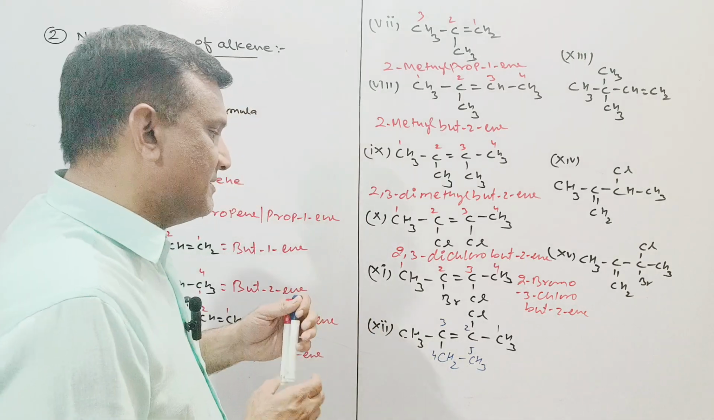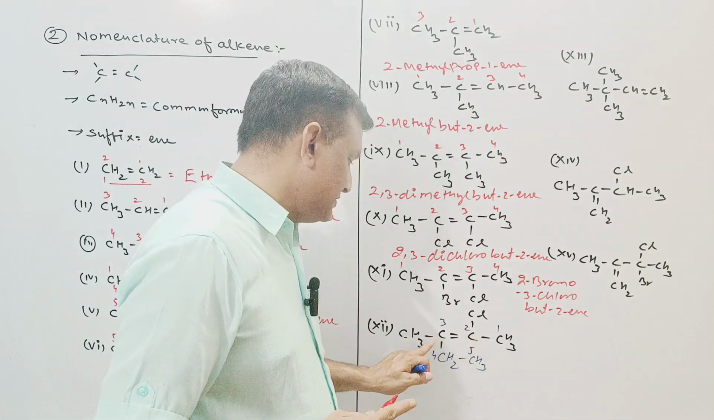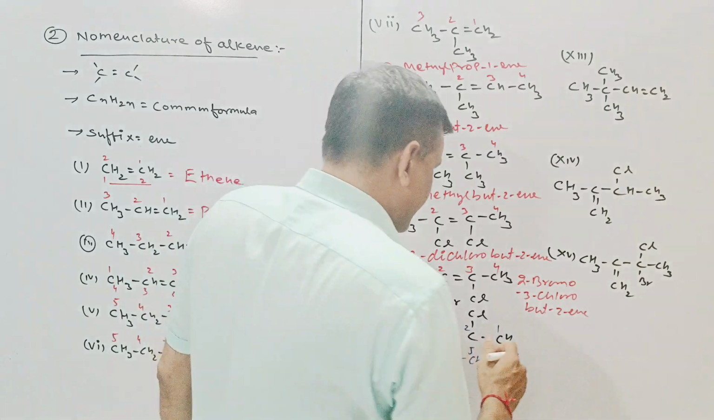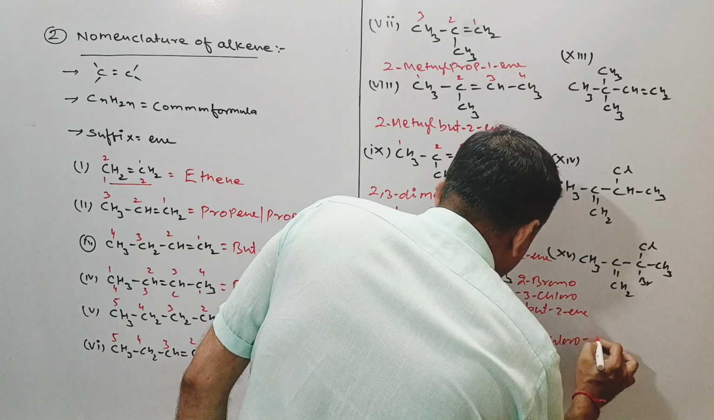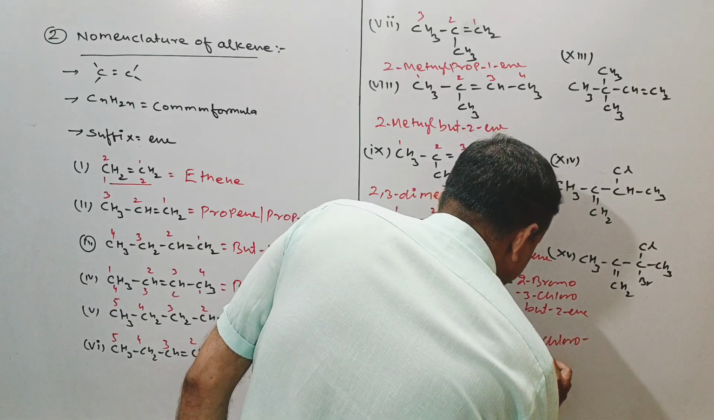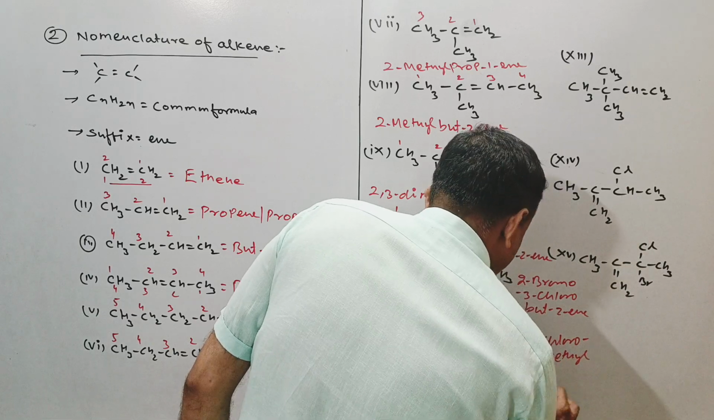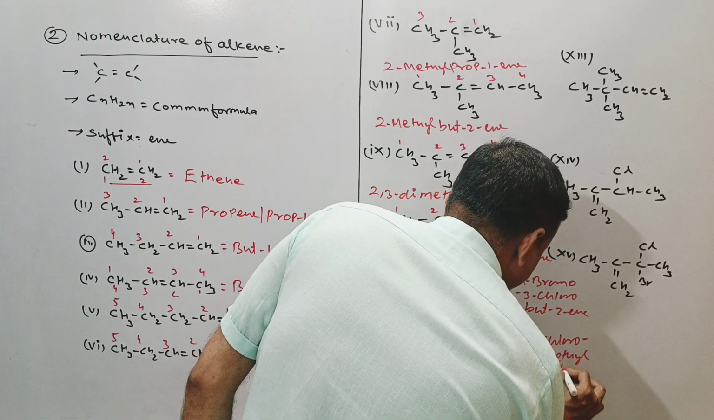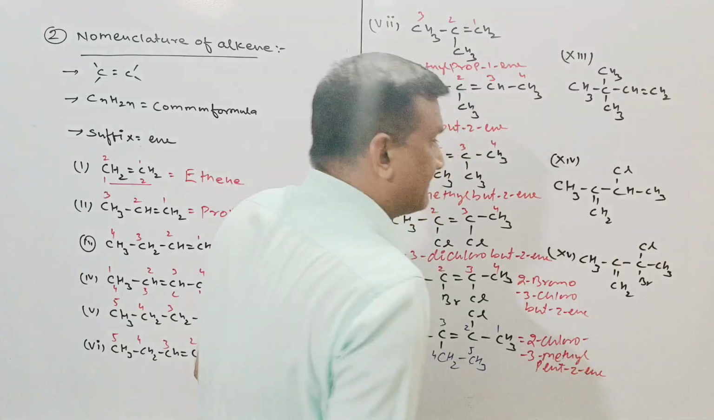Now it is time to discuss the nomenclature. At number 2 position there is chloro. At number 3 position there is the methyl. So you will call it 2-chloro. This is the 2-chloro. This is your 3-methyl. There is a 5 carbon chain called pent. At number 2 position there is a double bond, so it will be 2-ene.